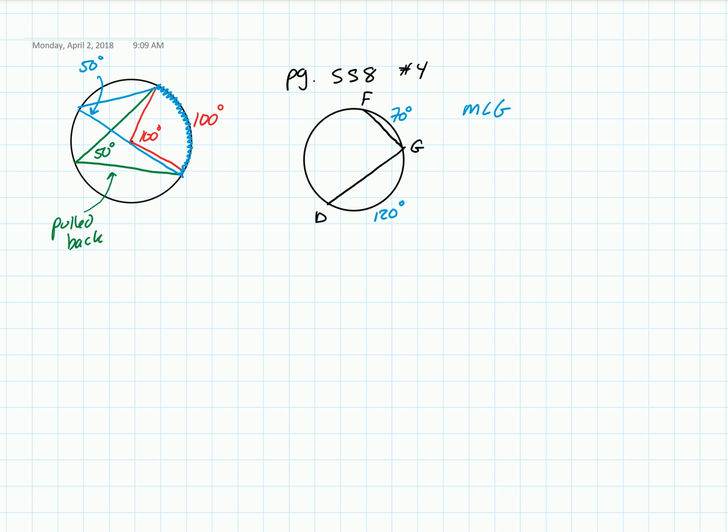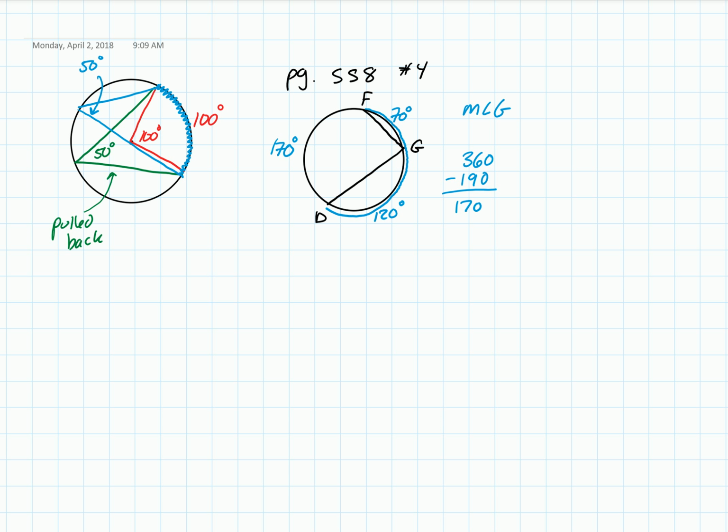So I'm going to start by the fact that a circle has to add up to 360 degrees. So if this part is 70 and this part is 120, that adds up to 190. So I'm going to take 360 degrees, take away 190 degrees, and whatever I'm left with will be 360 minus 190, 170 degrees. So this arc is 170 degrees.